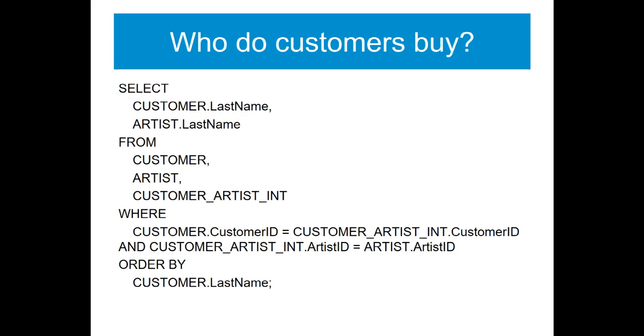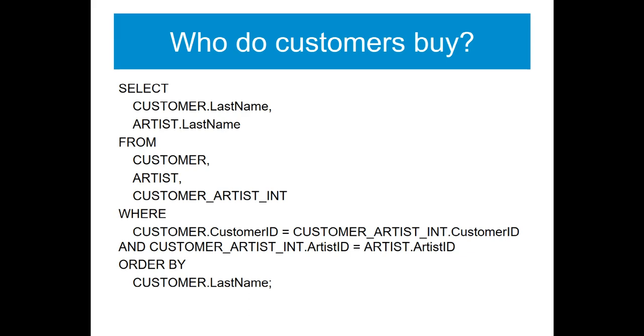So we can ask a question. What do customers buy? Okay. We'd like the customer's last name and the artist's last name. And to get that, we have to work with the customer table, the artist table, and the intersection table. And this is the join the way I've been teaching you, where we say, I want where the customer ID from the customer is equal to the customer ID in the intersection table, and the artist ID in the artist table is equal to the artist ID in the intersection table. And so if I do those two things, I should be able to get those connections.